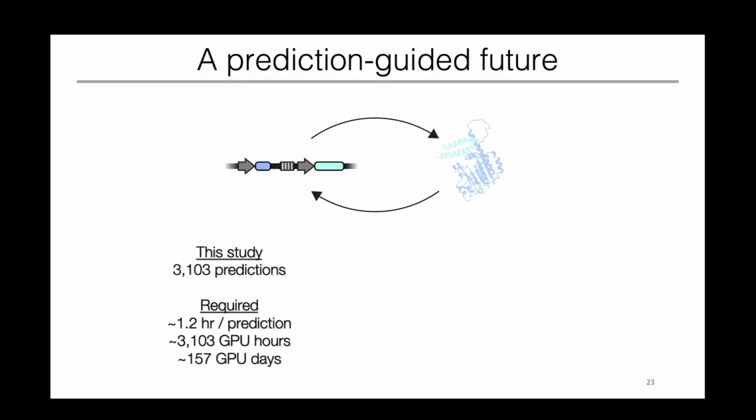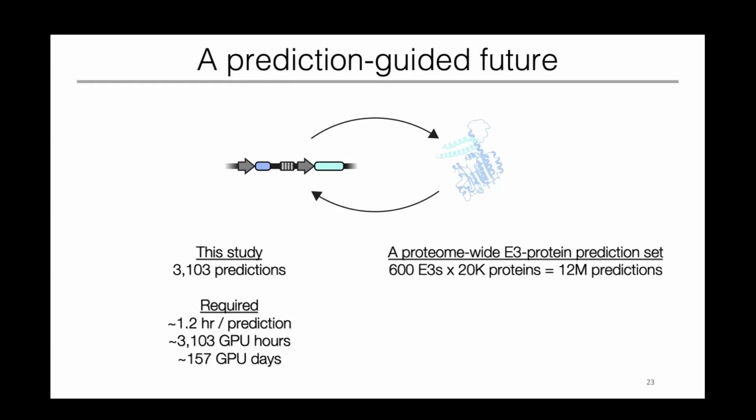So in this study, we predicted 3,103 structures of E3 protein interactions. This required about an hour per prediction, which is something like 157 GPU days. So what would a proteome-wide E3 prediction set look like? If you had 600 E3s by 20,000 proteins, that's 12 million predictions. If we just said an hour per prediction, then we need on the order of 1,400 GPU years. So that's currently unlikely, but there are things that you could tweak to get towards this proposed future, right?